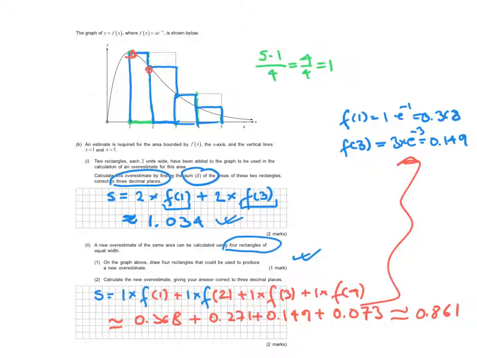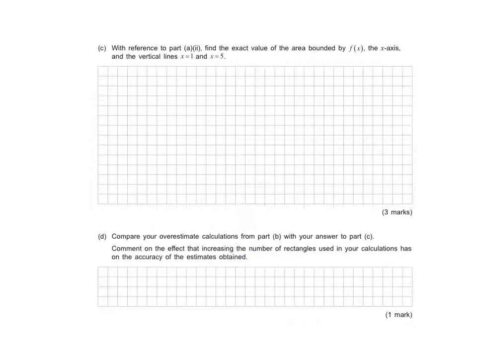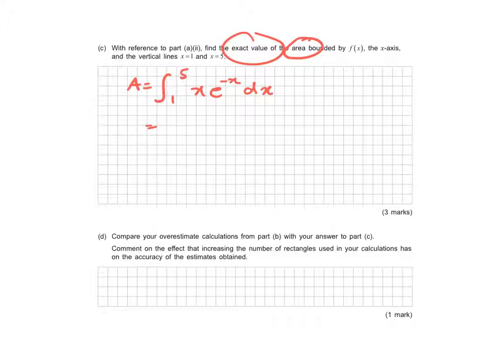So let's have a look at the last bit. It is negative. Think of the question. Yes, it says with reference to your part A double I, find exact values. Exact. So that's the keyword. So we don't want any decimal places or anything. So find area. So the area is equal to, between 1 and 5, our function, so we're trying to find the area under the curve.